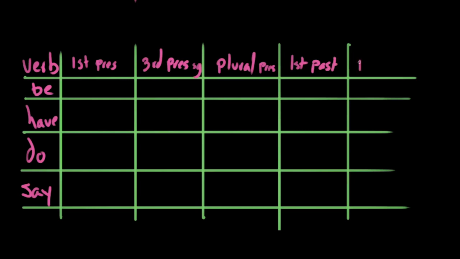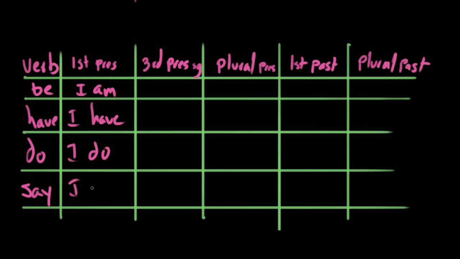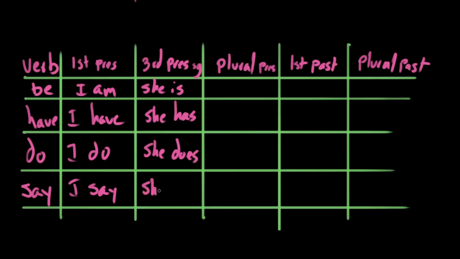So in the first person, when we're talking about ourselves, when I'm talking about myself, in the present I would say I am, I have, I do, I say. If we're talking about someone else in the present, in the singular, we would say she is, she has, she does, and she says.